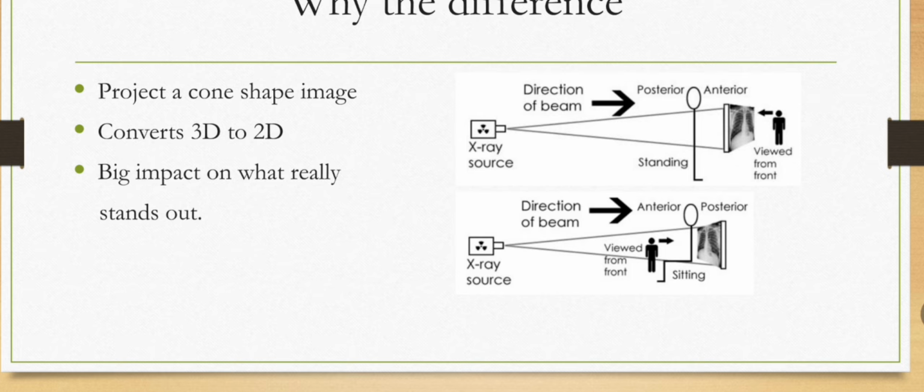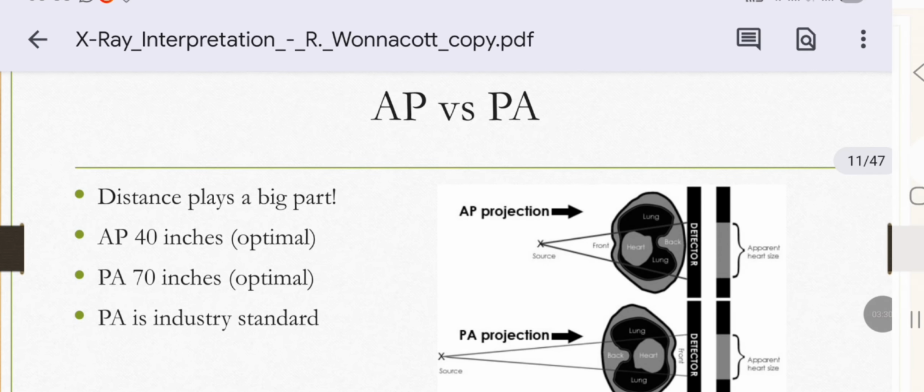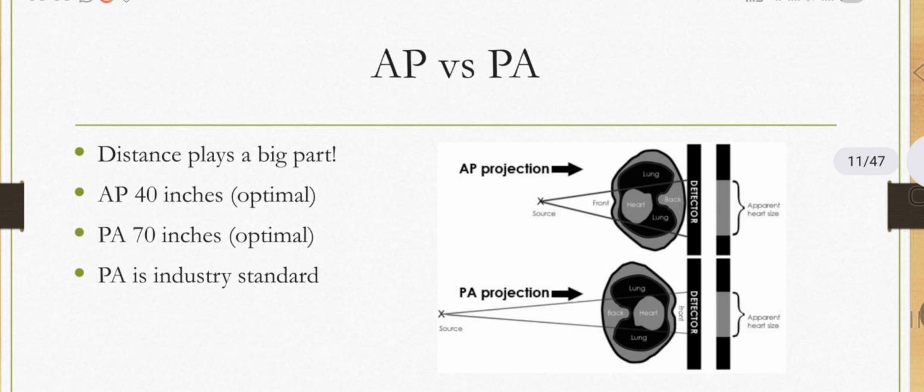X-rays project a cone-shaped image, converting 3D to 2D. Big impact: AP versus PA. Distance plays a big part. AP at 40 inches is optimal, PA at 70 inches is optimal. PA is the industry standard.